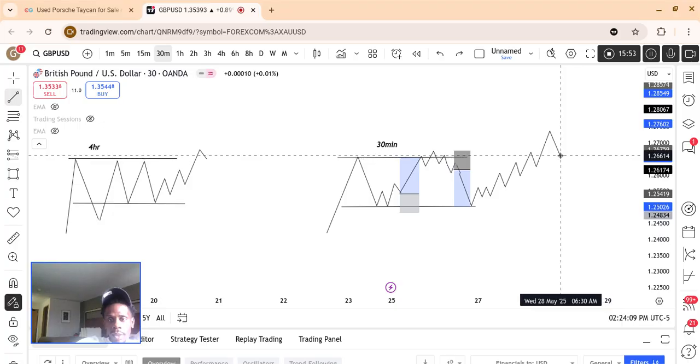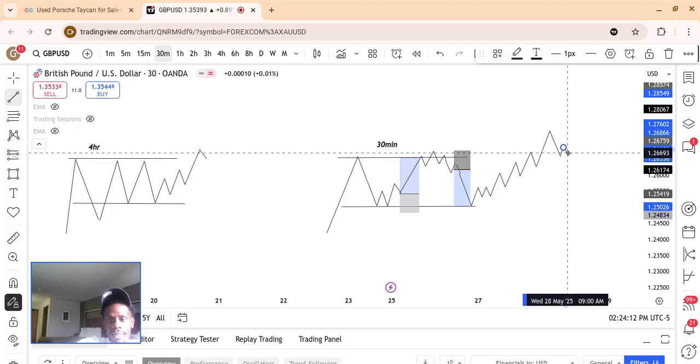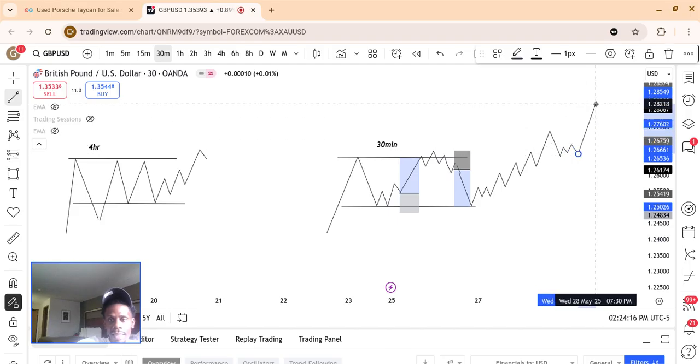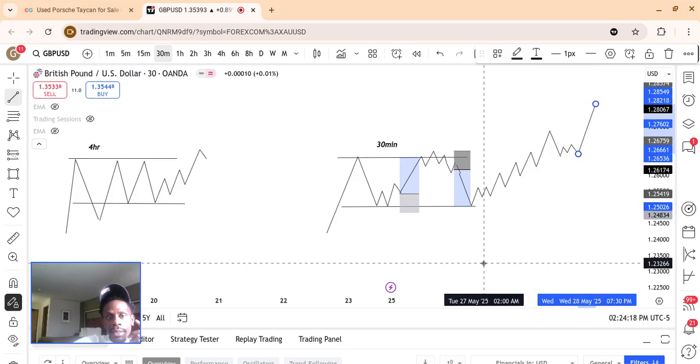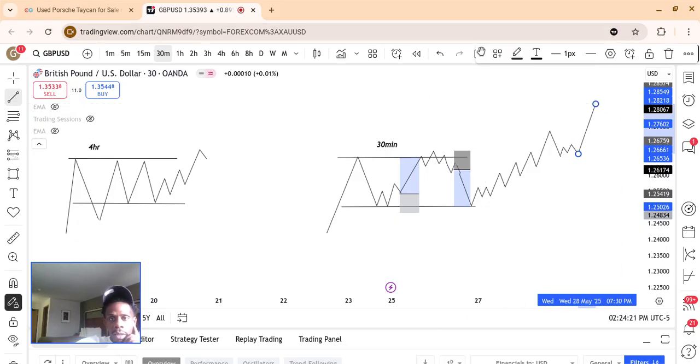You want to wait for it to break, and you want to see some type of rejection at that area of support and resistance before you look to buy it and take it to its new higher high. And it'll be the same thing for a bearish market.